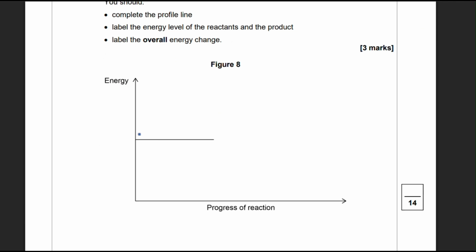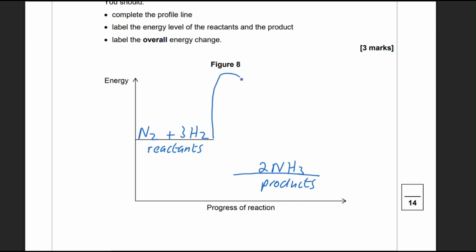Okay, so we put the reactants here. So you've got nitrogen plus 3 hydrogens, and the products will always be further along and at a lower level. So you're making 2 NH3, and that's your products. If you want to, you can write here reactants and here products. The next thing you have to do is draw your line, sort of like it goes up a mountain and it goes down here.